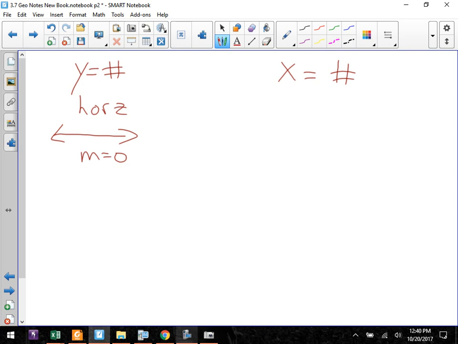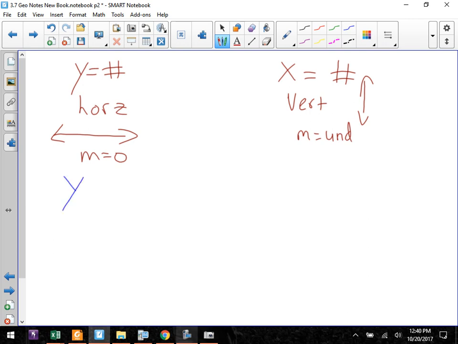Same thing goes for when you have x equals a number. Whenever you have x equals a number, it's always a vertical line, which goes up and down. And the slope of every single vertical line is always what we call undefined. It's undefined because it's 1 over 0. You can't divide by 0. So that's where you get that. That allows you then to go to this.